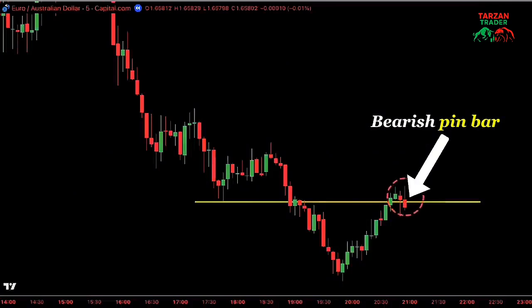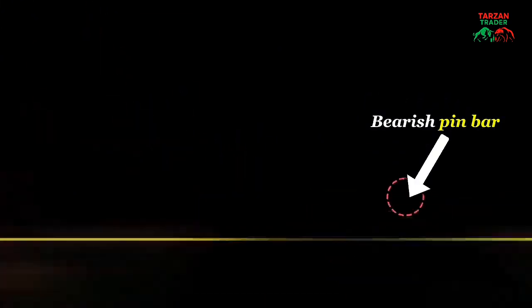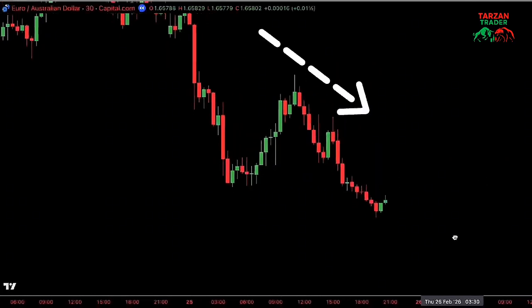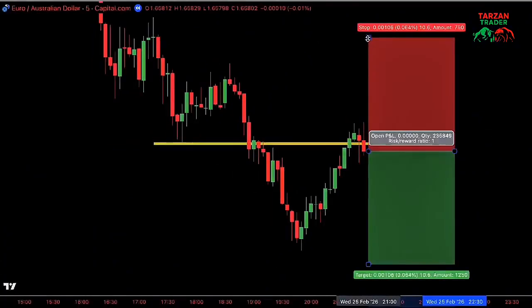Before entering the trade, we add one more layer of confirmation by checking the higher time frame. Since this chart is on the 5-minute time frame, we switch to the 30-minute chart to get a broader view of the market. As you can see, the market is also trending downward on the higher time frame, which aligns with our analysis on the 5-minute chart. This alignment increases the probability of the trade. Now we go back to the 5-minute time frame to execute the trade.